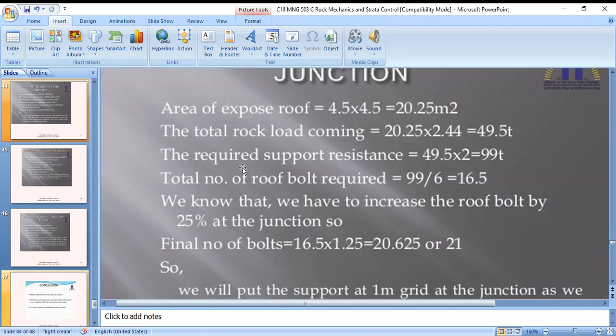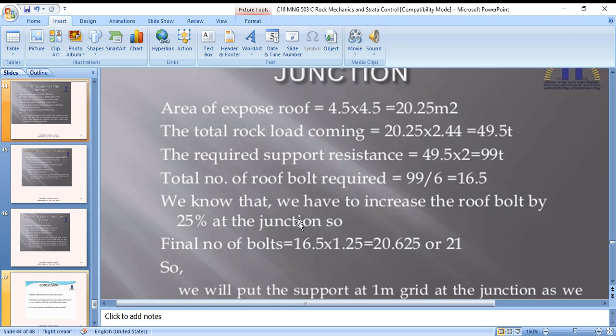So the area of exposure of the roof is 4.5 into the, so this is the estimation value. The total rock load coming is 49.5 tons. The required support resistance is double that one. So the total number of bolts required is that divided by 6. One bolt is 16.5 tons.